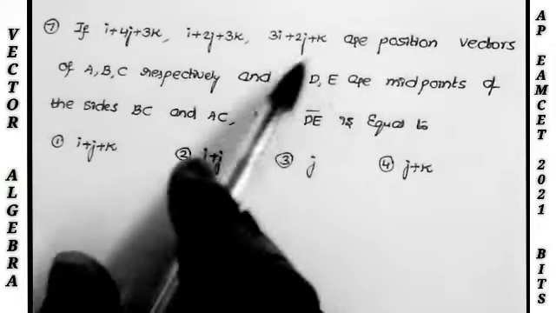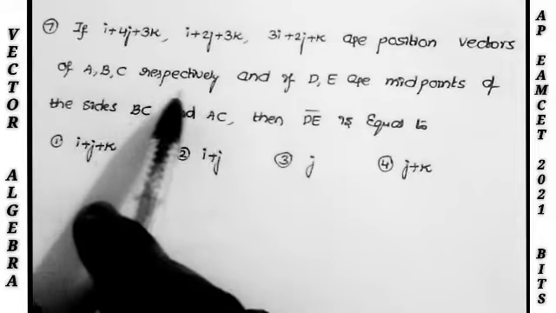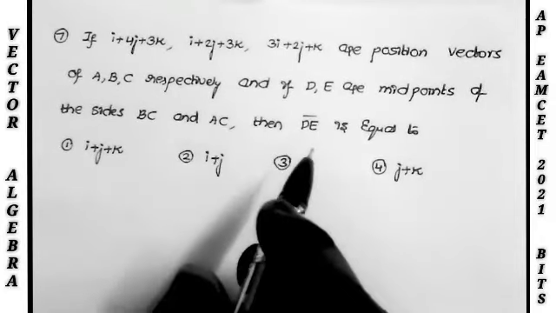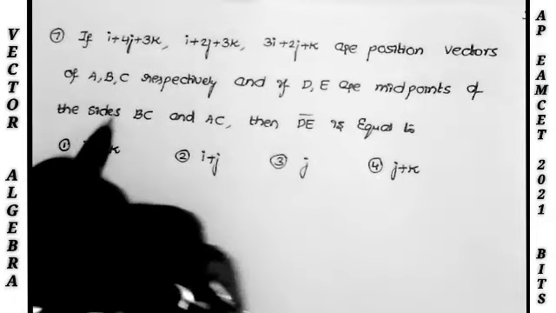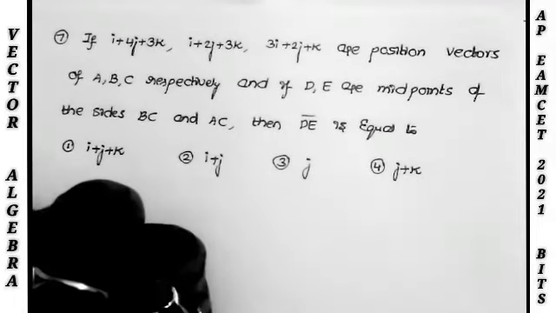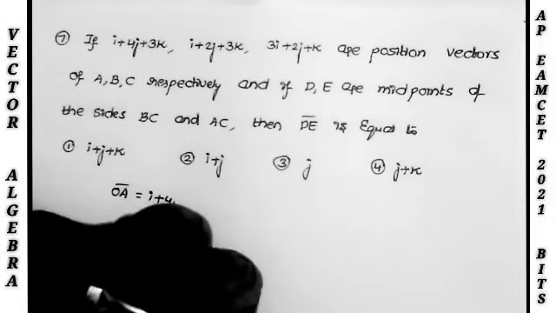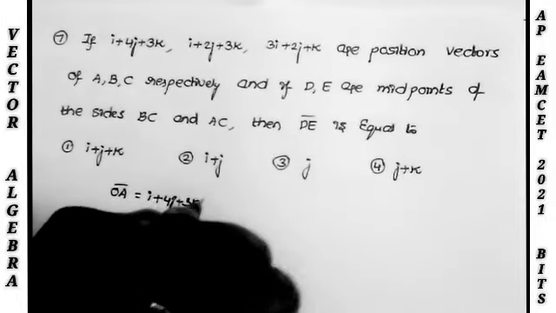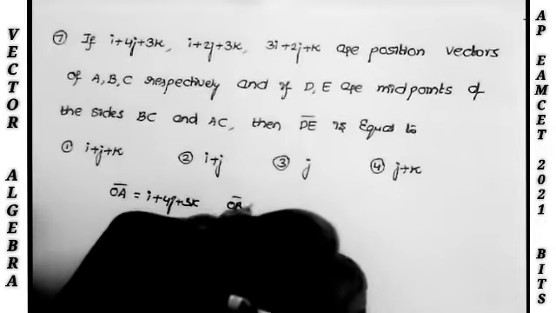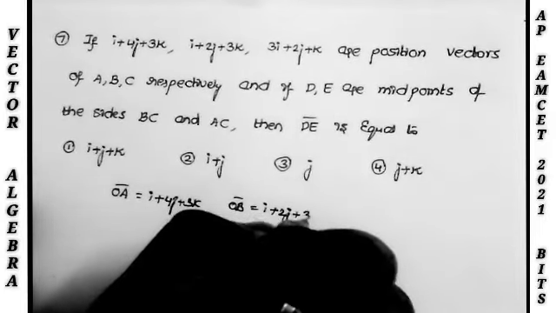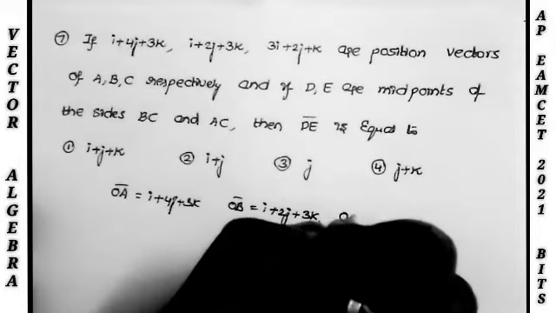Here three vectors are given. These are the position vectors of A, B, C respectively. D and E are the midpoints of the sides BC and AC. Then DE bar is equal to what? Here the position vectors of A, B, C are given, that is OA bar is equal to i plus 4j plus 3k, OB bar is equal to i plus 2j plus 3k, and OC bar is equal to 3i plus 2j plus k. These three vectors are given.